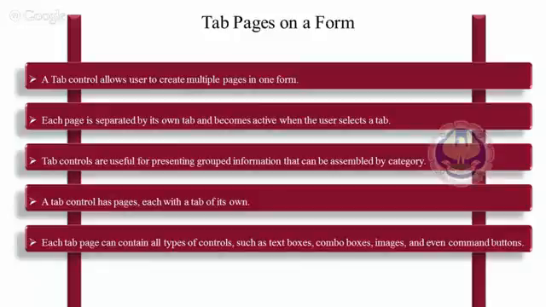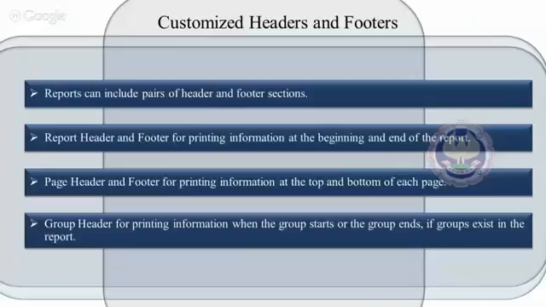A tab control allows the user to create multiple pages in one form. Each page is separated by its own tab and becomes active when the user selects a tab. Tab controls are useful for presenting grouped information that can be assembled by category. A tab control has pages, each with a tab on its own. Each tab page can have any types of controls: text boxes, combo boxes, images, and even more combo boxes and command buttons.